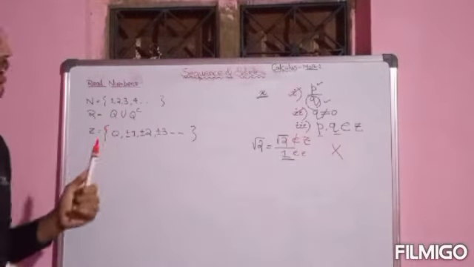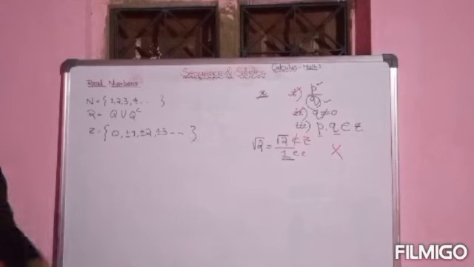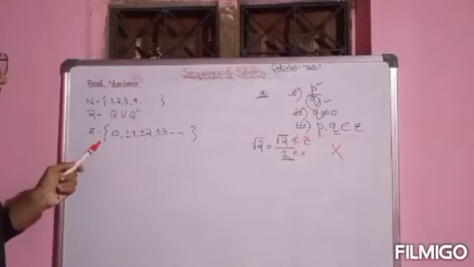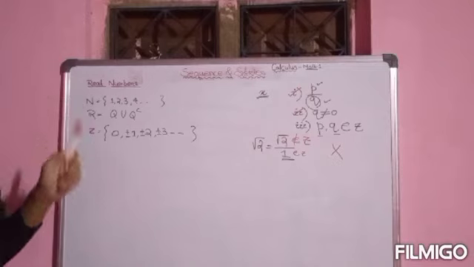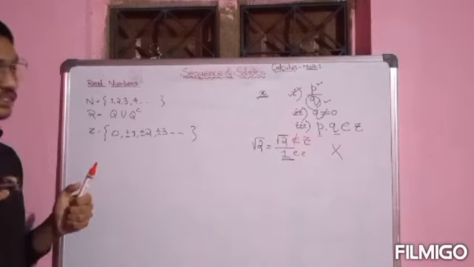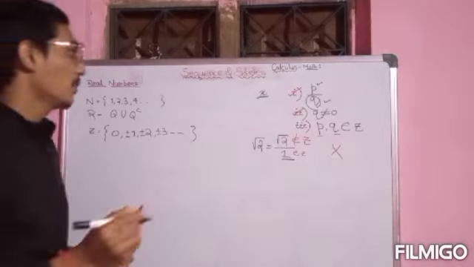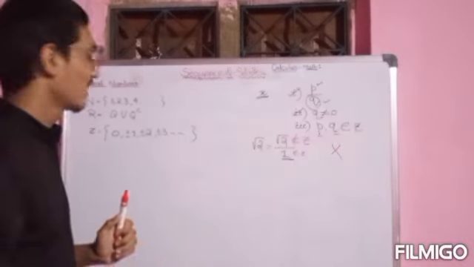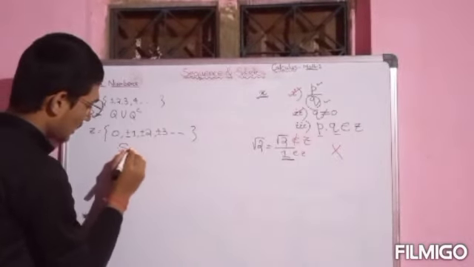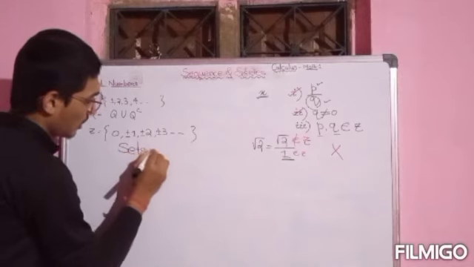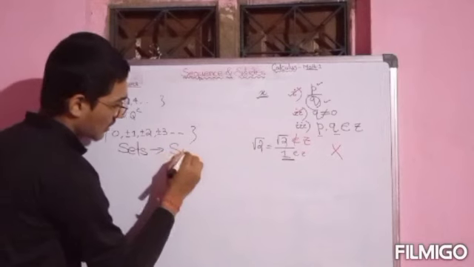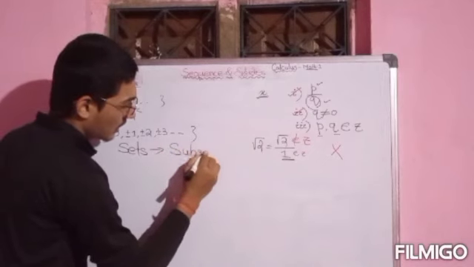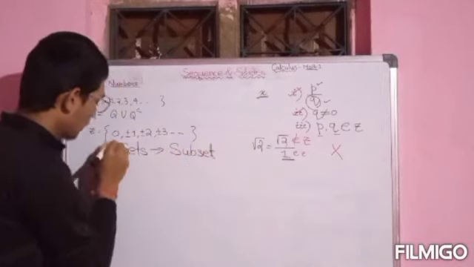Let's continue more on our topic. This is Z. N clear, R clear, Z clear. Now I am going to the sets part. You have already studied sets. In sets you come across one term that is called subset.